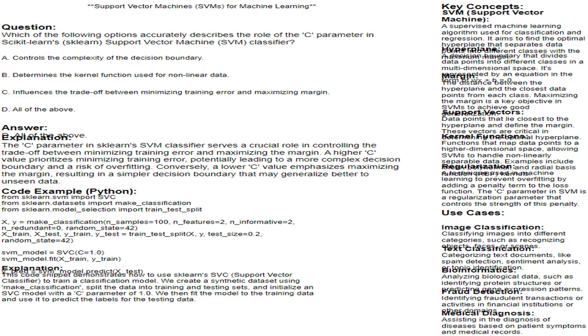Bioinformatics. Analyzing biological data, such as identifying protein structures or predicting gene expression patterns. SVMs can be used to classify proteins based on their amino acid sequences. Fraud detection. Identifying fraudulent transactions or activities in financial institutions or other domains. SVMs can be used to detect fraudulent credit card transactions by learning patterns in transaction data.